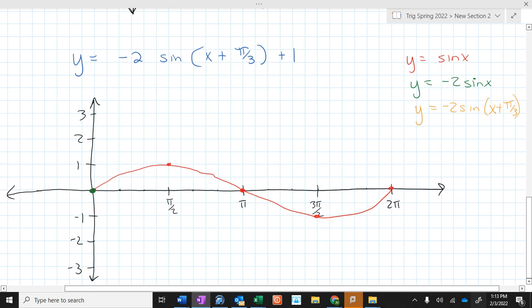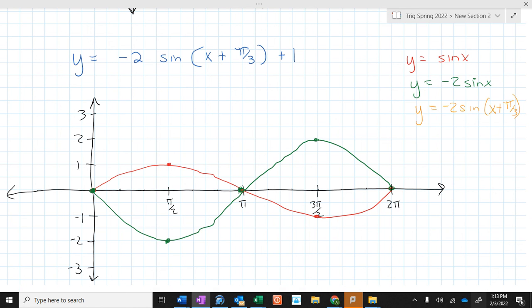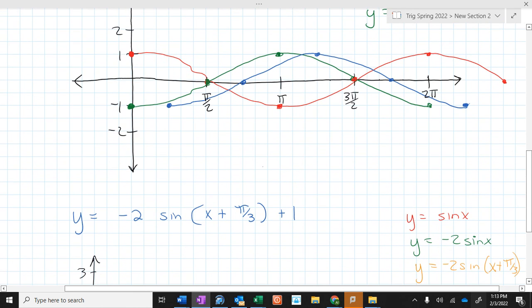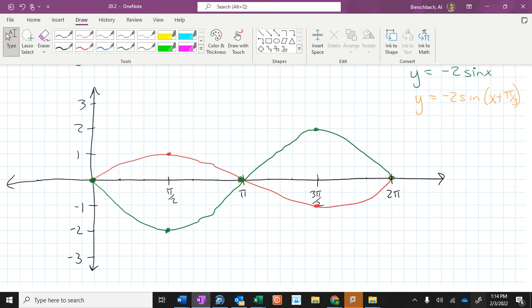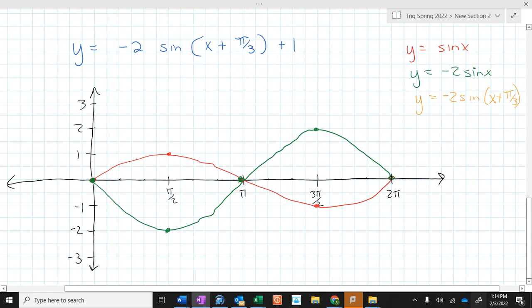So 0 is still at 0 because -2 times 0 is 0. 1 times -2 is -2. 0 times 0 is 0. -1 times -2 is a +2. 0 times 0 is 0. Here's your little DNA curve. That's not very pretty DNA because we went twice as high and twice as low. All right. So, and then in orange, we'll go plus pi over 3.